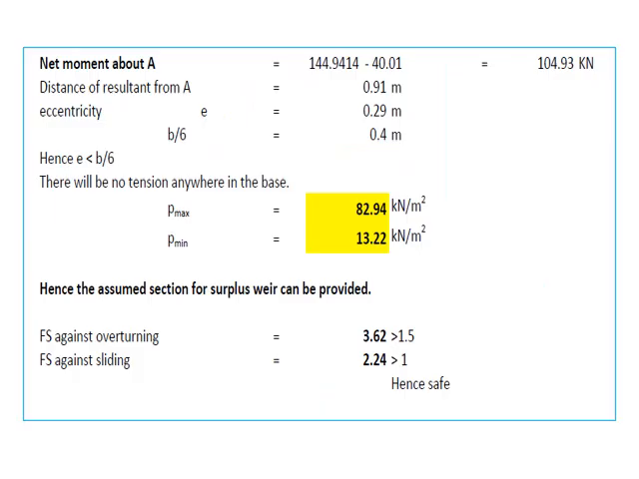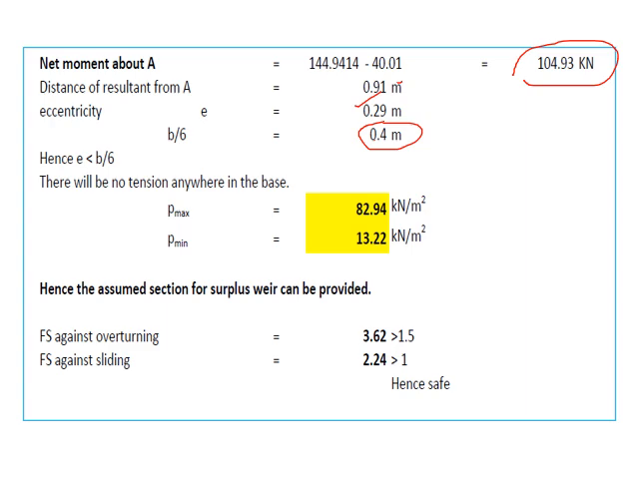Similarly, the net moment can be calculated by sigma MR minus sigma MO, so that gives 104.93 kilonewton meters. So distance of resultant to A is sigma M by sigma V, which comes to 0.91. Eccentricity can be calculated as b by 2 minus x bar, which is 0.29 meters. Similarly b by 6, because we have taken 2.4 meters as the base width, 2.4 divided by 6 comes to 0.4. Hence e is less than b by 6.